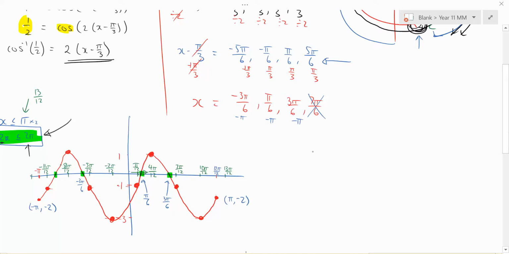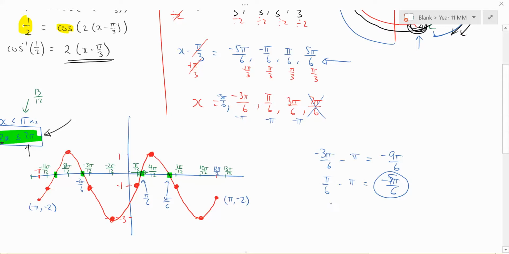So here we go. We've got negative 3 pi on 6 minus pi, and that gives me negative 9 pi on 6. That's more than pi, so that doesn't work. Pi on 6 minus pi gives you negative 5 pi on 6. Does that work? Negative 6 plus pi, yes, there you go. See, that one fits. That's in the domain. So you should have another one, which is negative 5 pi on 6.